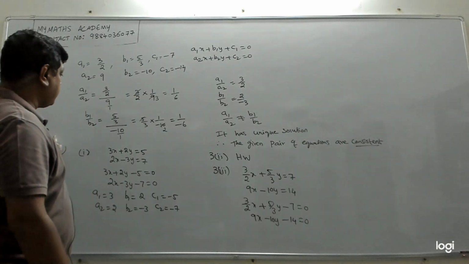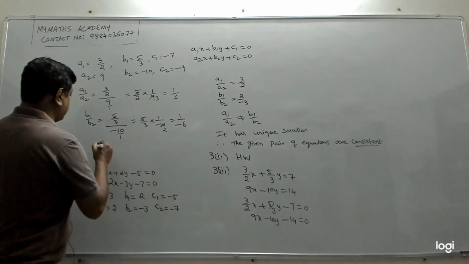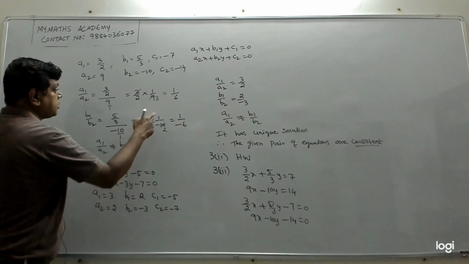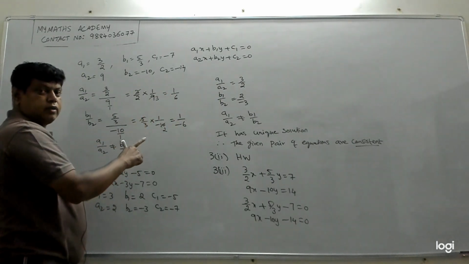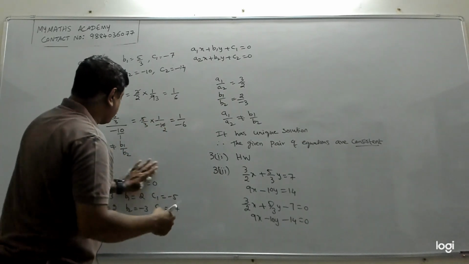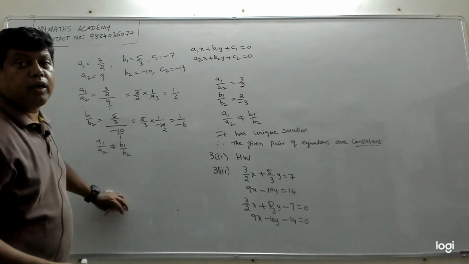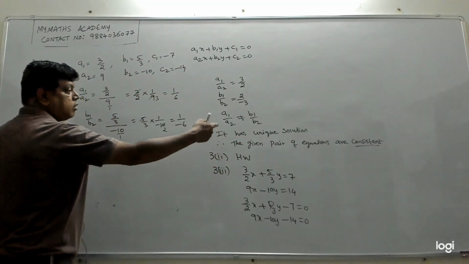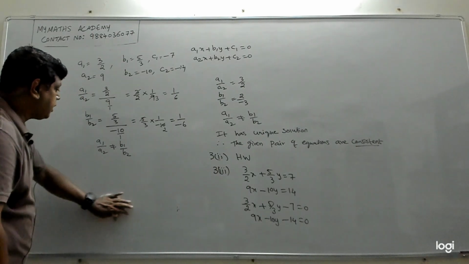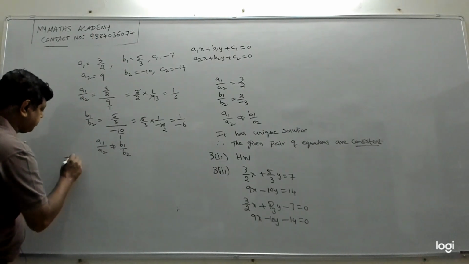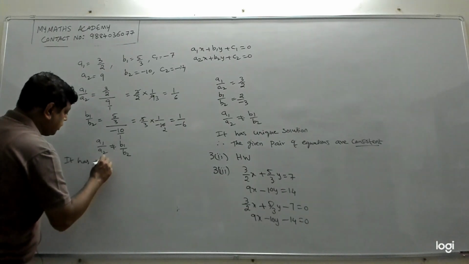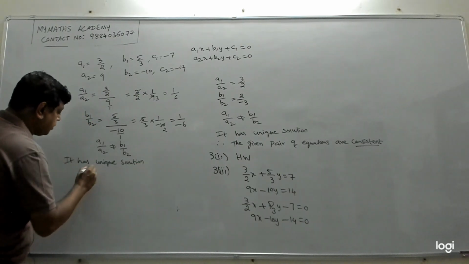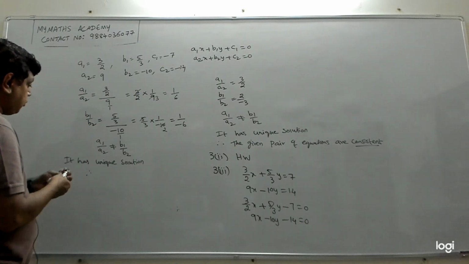Now again, we get into the same situation, where a1 by a2 is not equal to b1 by b2, because this is 1 by 6 and this is minus 1 by 6. They are different. Therefore, a1 by a2 is not equal to b1 by b2. When a1 by a2 is not equal to b1 by b2, it has a unique solution, therefore the equations are consistent. So we'll say it has a unique solution.